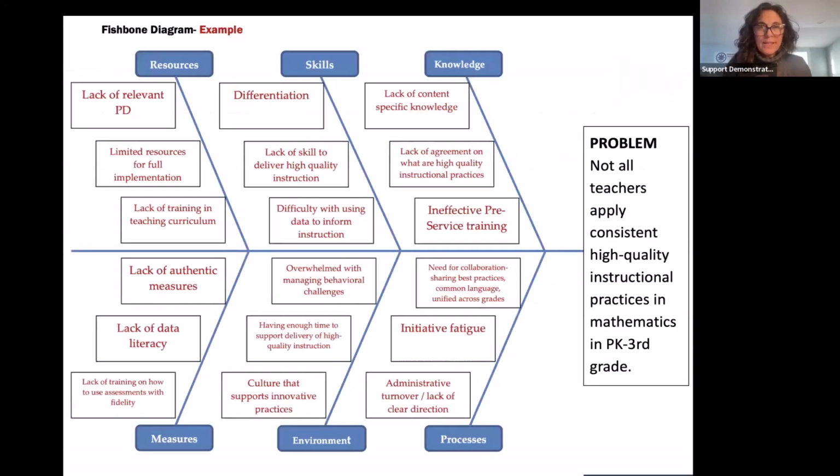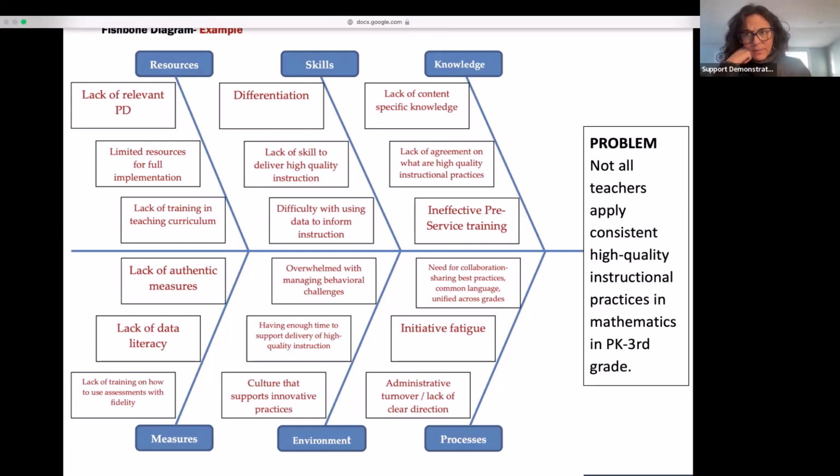So I'm going to show you this. Let's look at this. Here's an example. On the right-hand side, our problem is that not all the teachers in the building are applying consistent, high-quality instructional practices for math. And we see in this particular fishbone that their categories were knowledge, skills, resources, measures, environment, and process. So those were their categories. And now we have some causes. So let's just look at the knowledge category, in the upper left.